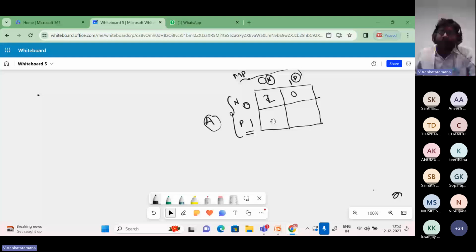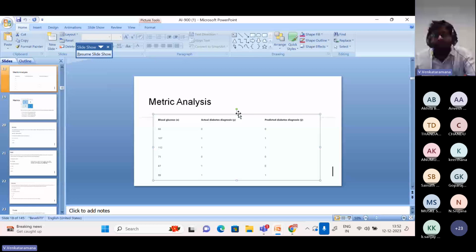Now what about this one? Your actual is diabetic, and the model is also predicting a diabetic person. So diabetic positive, and the model is also predicting diabetic positive. How many such samples are there in your data? Anyone please? In your data, how many such samples are there?